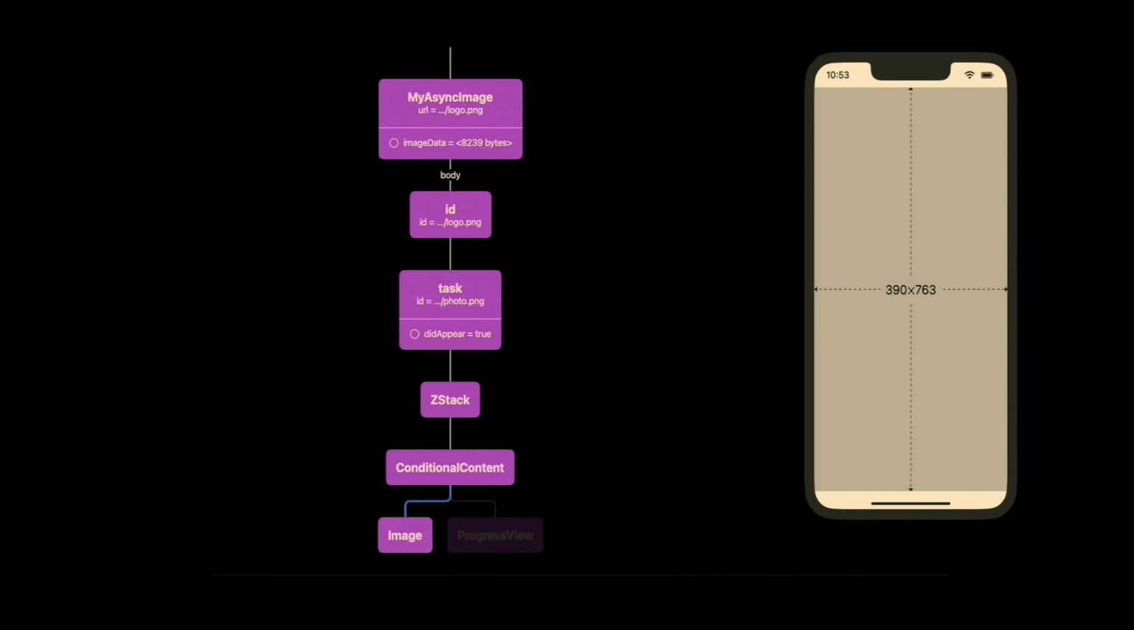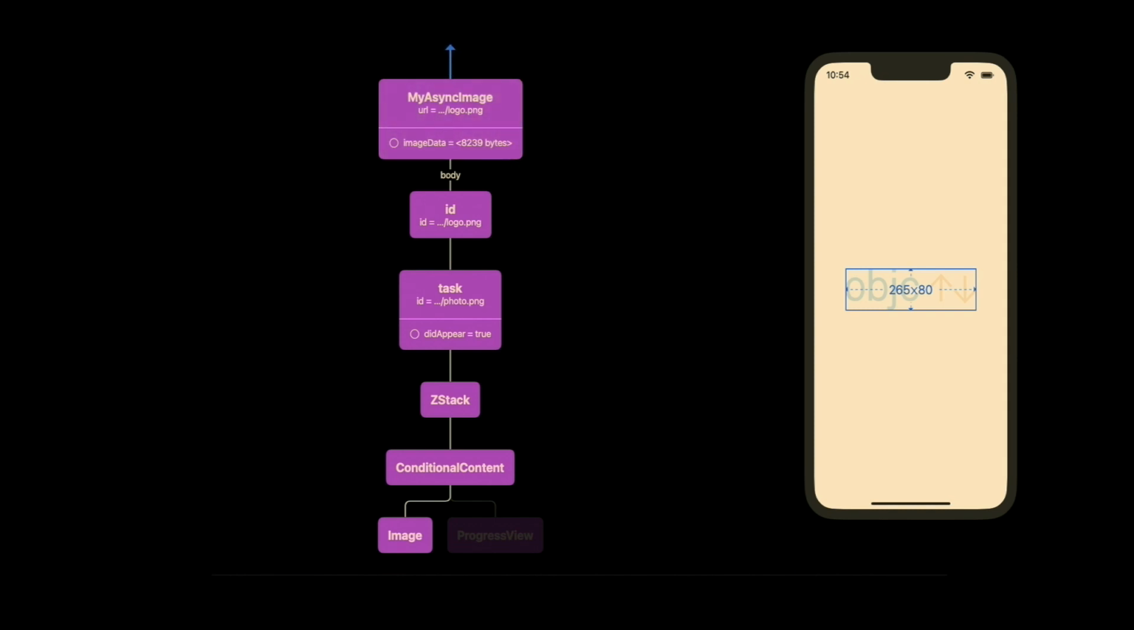And this is where it gets interesting. The image node takes that proposal, and it says, well, I only need 265 by 80. So that's going to be my size. It's going to report that all the way back up. And as these nodes are all layout agnostic, it will go all the way to the body and to the MyAsyncImage. And the MyAsyncImage will report this size back to its parent. And then SwiftUI sort of takes care of centering that size within the safe area.